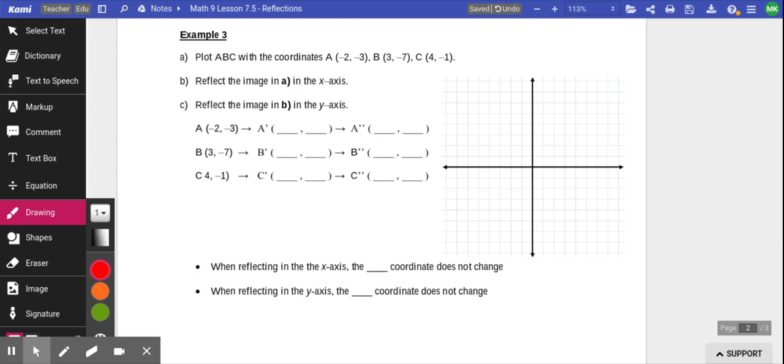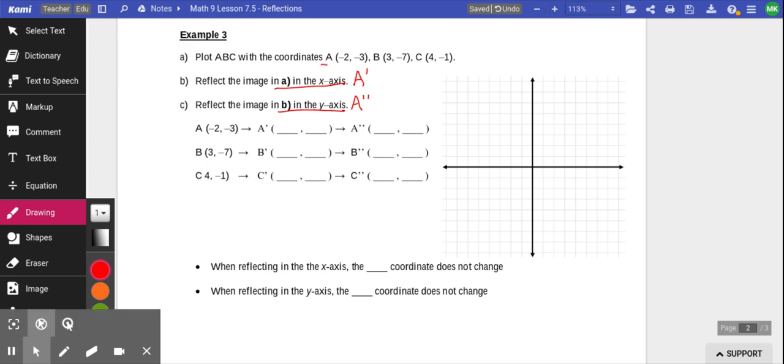Example number 3. We're going to try again. So I want you to take those 3 points, plot them, and then I want you to do 2 different reflections. So we're going to reflect on the x-axis, then reflect on the y-axis. When you do the x-axis, we're going to call it A prime. When you reflect about the y-axis, it becomes A double prime. Do these questions separately. Okay, so I'm going to reflect about the x-axis, then reflect about the y-axis. Awesome. Good luck. Hopefully you tried this.